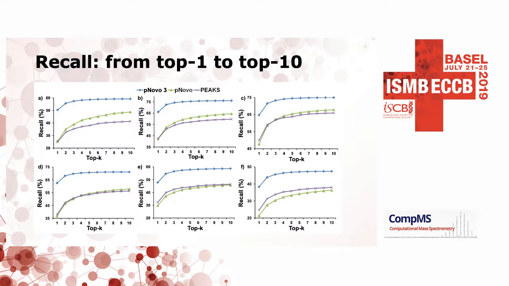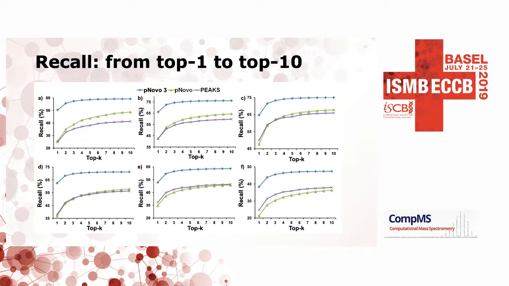Further, we have checked the recall varied from top 1 to top 10, as Novo only reported the top 1 peptide sequence for each spectrum. We only compare pNovo 3 with pNovo and pX. Comparing pNovo and pX, we can see that although the recall of top 10 results of pNovo was slightly higher than pX in most cases, the top 1 result of pNovo is similar or even a little worse than pX.